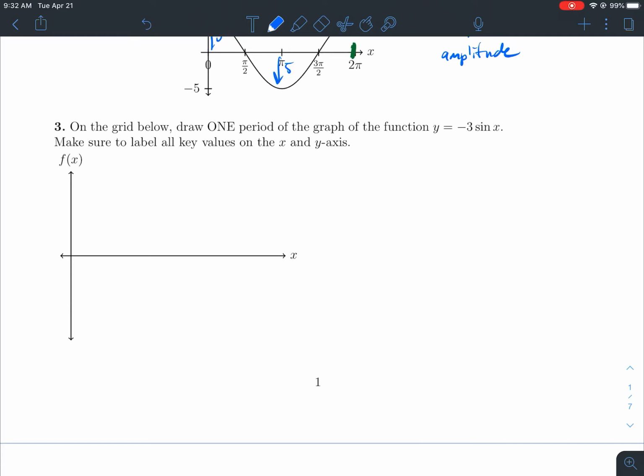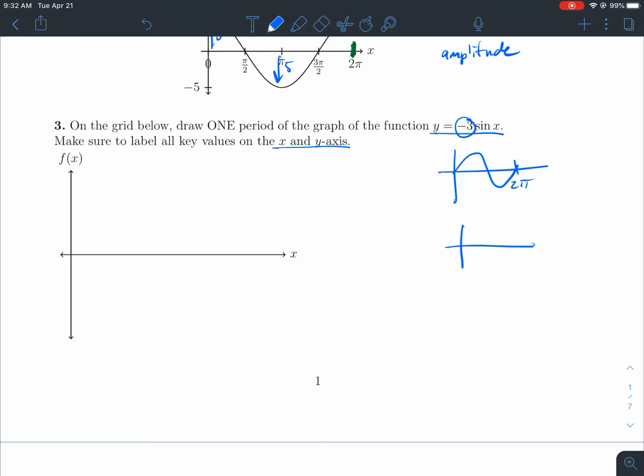On the grid below, draw one period of the graph of the function y equals -3 sine of x. Make sure to label all values on the x and y axis. All right, so when you have a problem like this, the way I think about it is we know normal sine x looks like this. -3 sine x is going to do two things. It's going to flip it upside down because it's negative, so it's going to be the reverse of that, where it goes down first instead of up first. But then also, because of the 3, it's going to be 3 times as high because the amplitude is 3 times as large. So the oscillations are going to be 3 times the height.